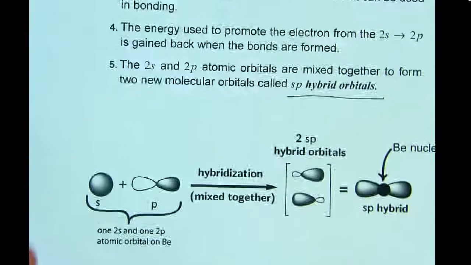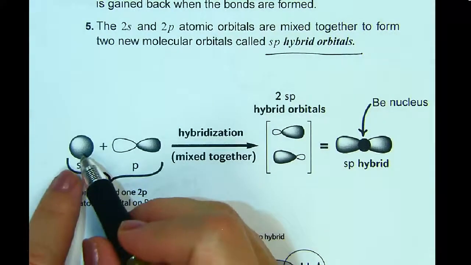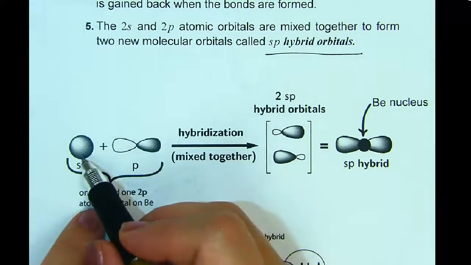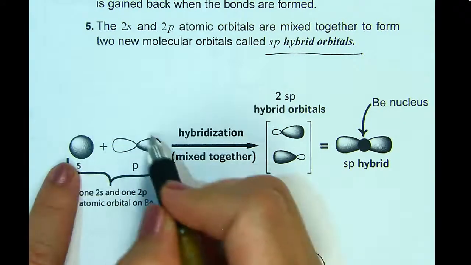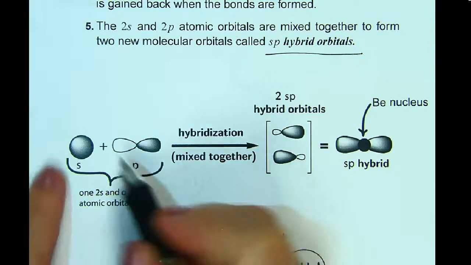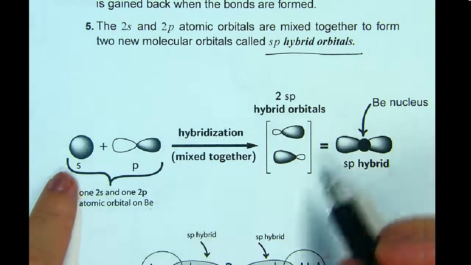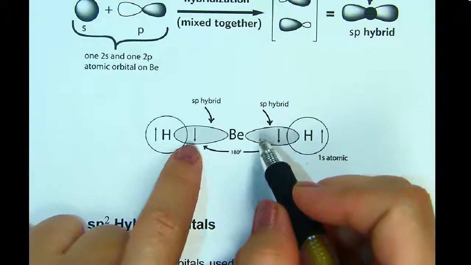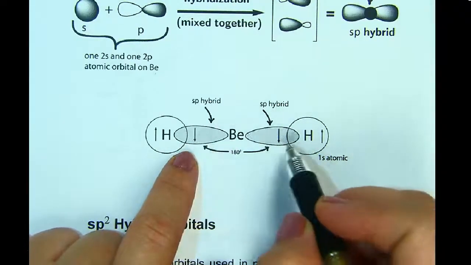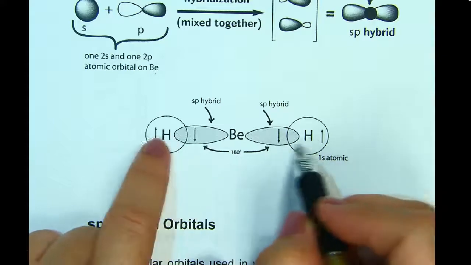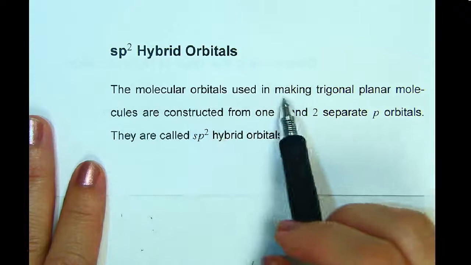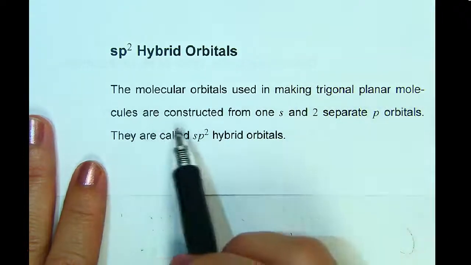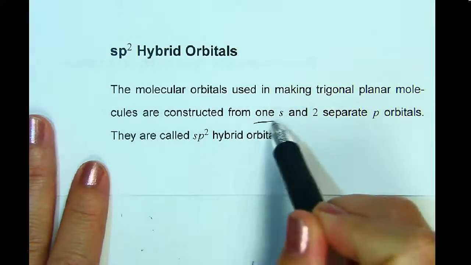So here you're going to have your s overlap with the p, one of the 2s and the 2p. We're going to move an electron from the s over to the p in beryllium. So that's going to be called an sp hybridization when they've become mixed together. And so now beryllium has an s electron and a p electron that they can bond with the two hydrogen atoms.